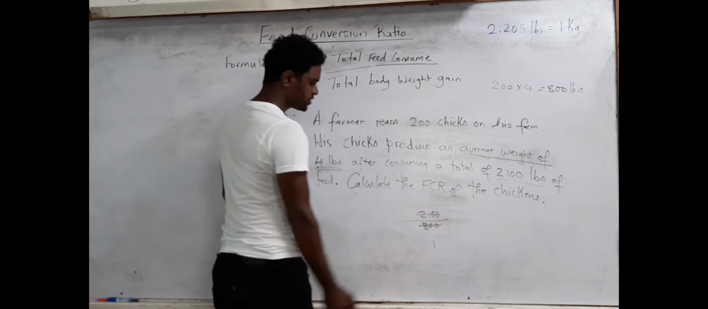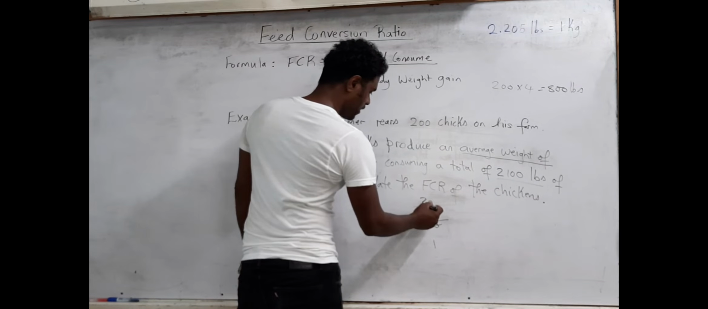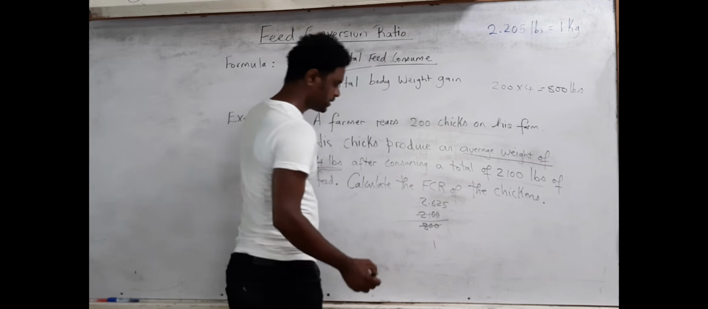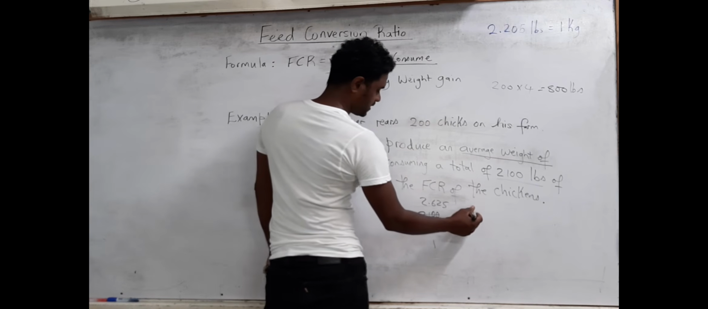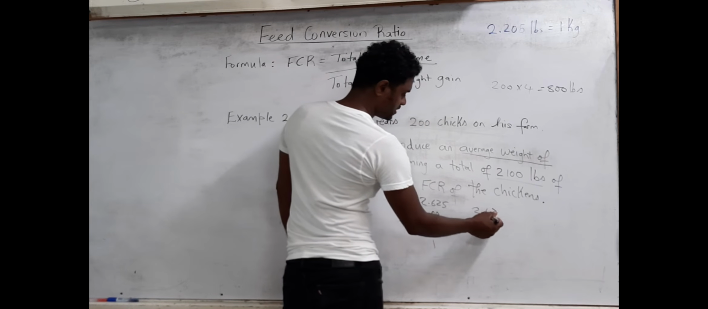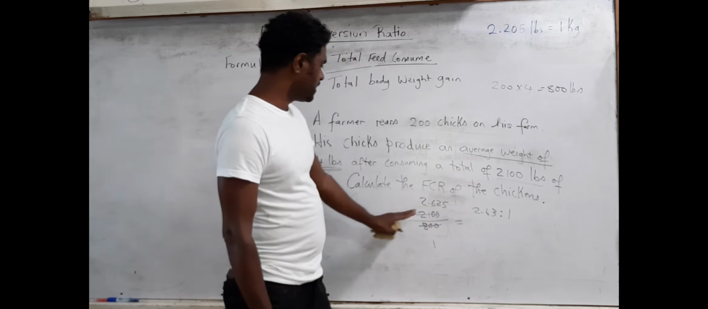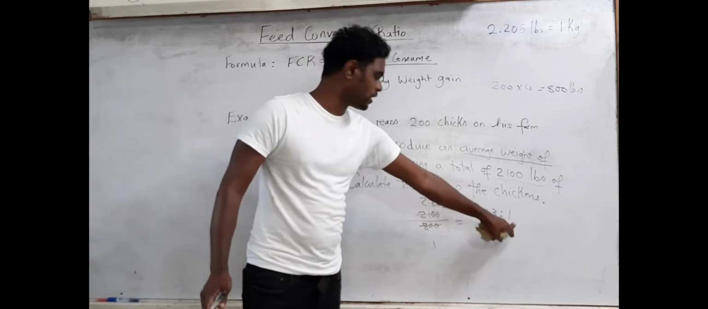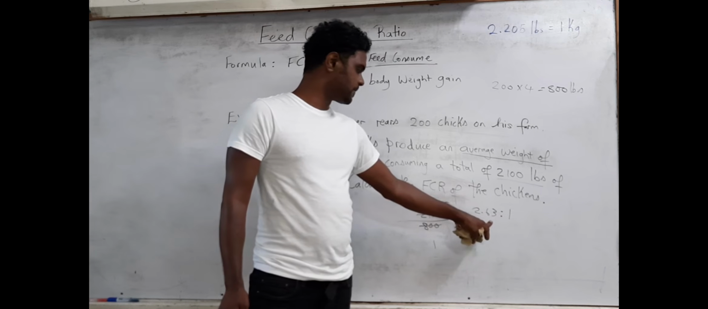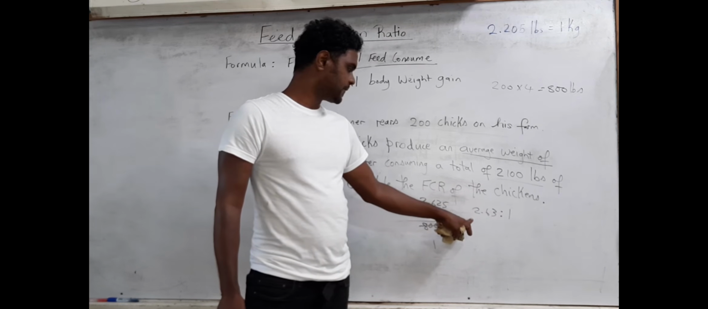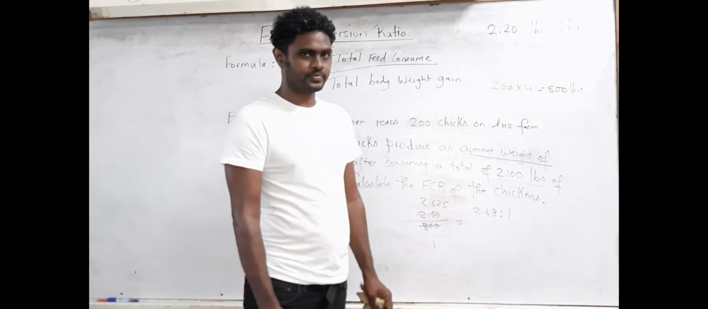800 into 2,100, you calculate that using your calculator, and you will get 2.625. We're going to round that off to 2 decimal place, which is here. So you're going to have that as 2.63 to 1. So the answer here now, the FCR is 2.63 to 1, which reads the animals, these chicks, they ate 2.63 pounds of feed, right, to produce 1 pound of body weight.